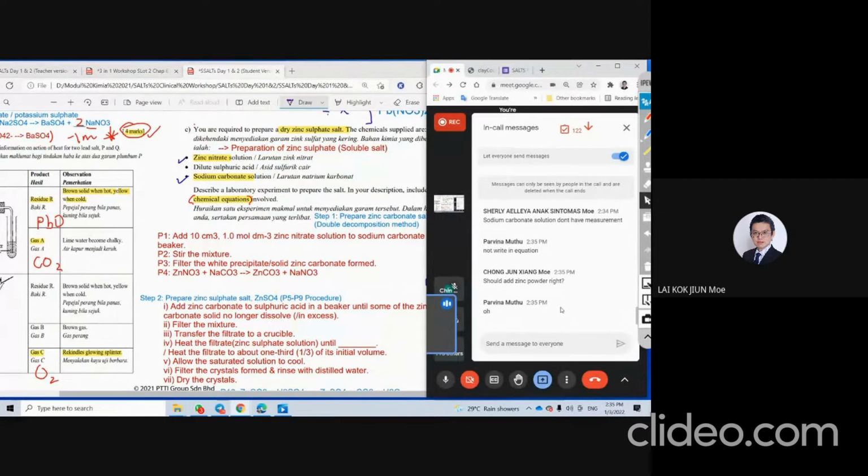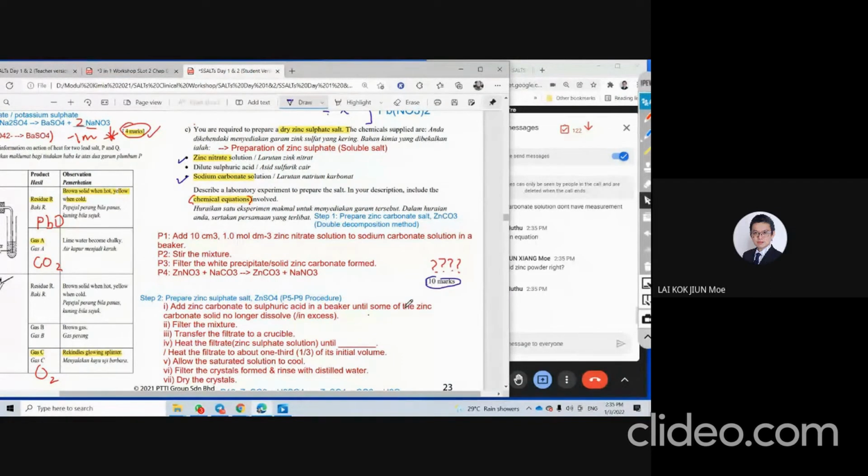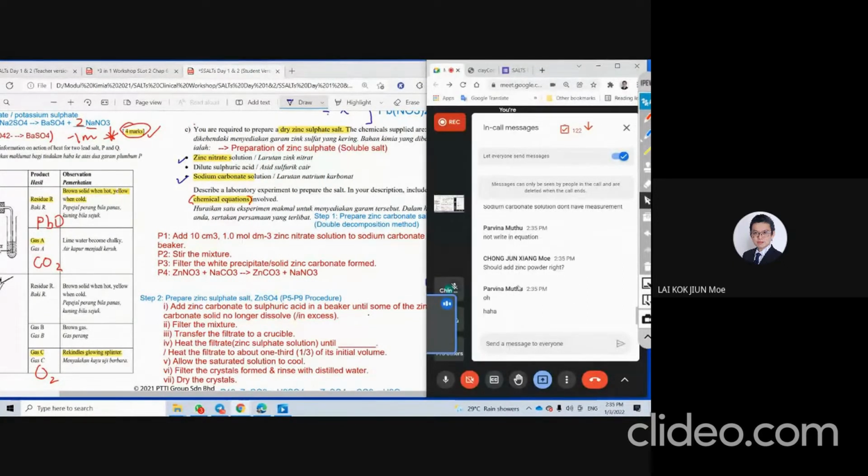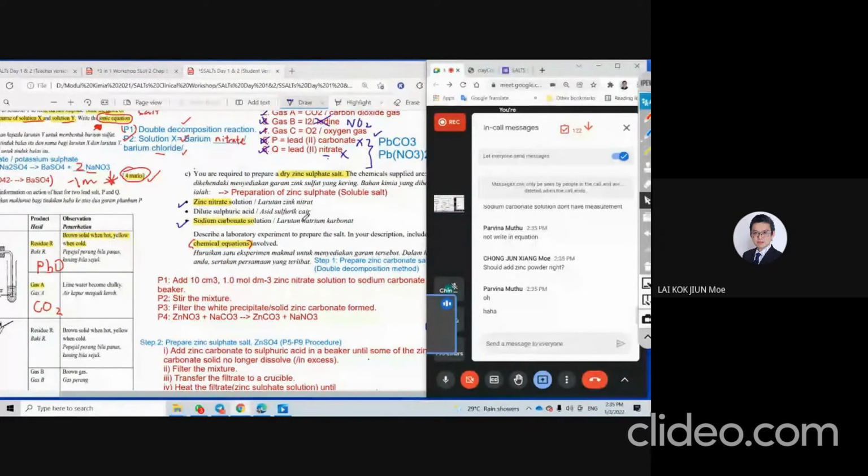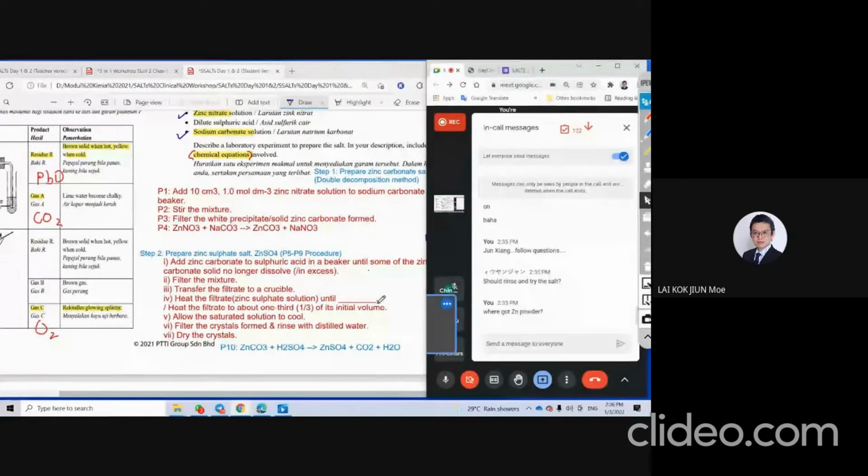Should add zinc powder, right? We need to add zinc powder, Junxiang. They didn't give us zinc powder or tell us how to add zinc powder. Junxiang, follow the question. You cannot simply add in other materials. Should rinse and try the salt.